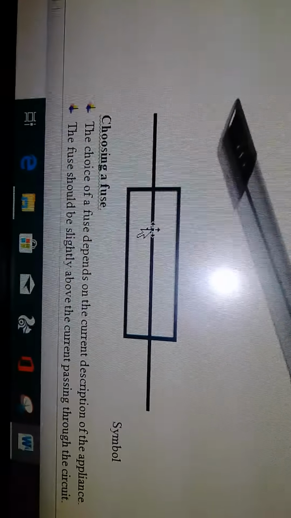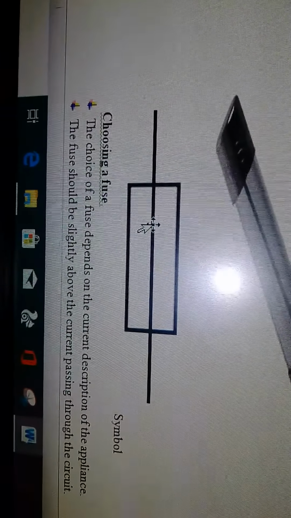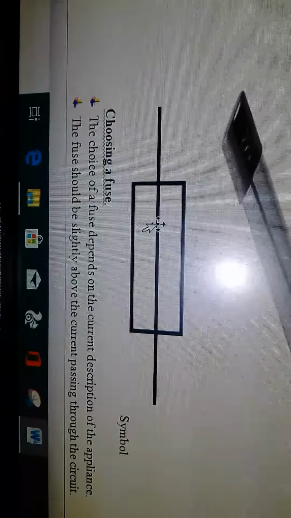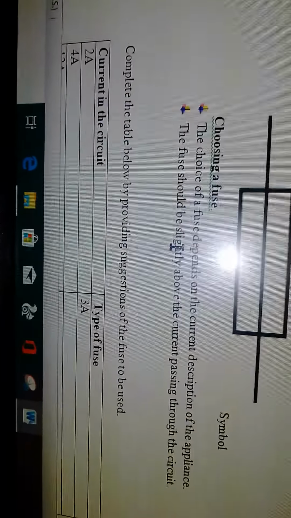Choosing a fuse. So now how do we choose a fuse? The choice of a fuse depends on the current rating of the appliance. The fuse should be slightly above the current passing through the circuit.